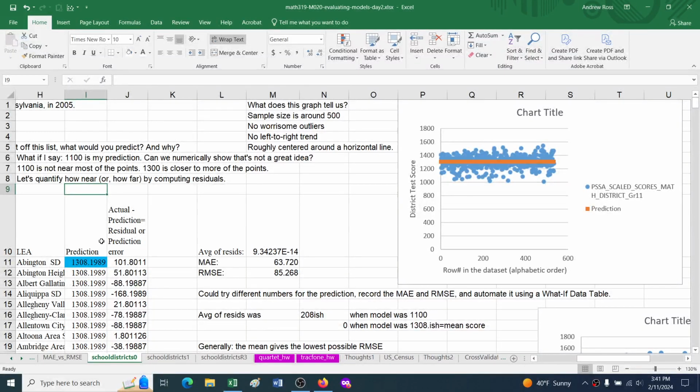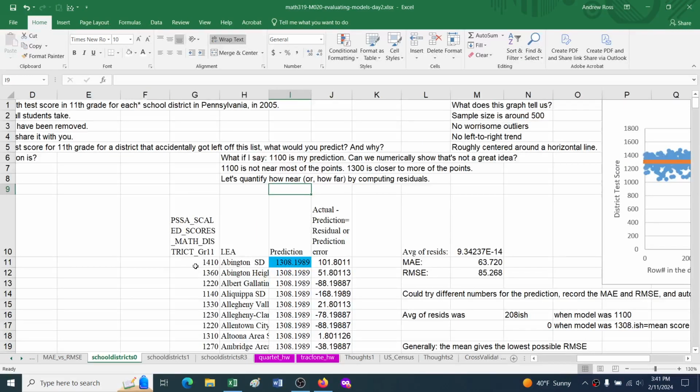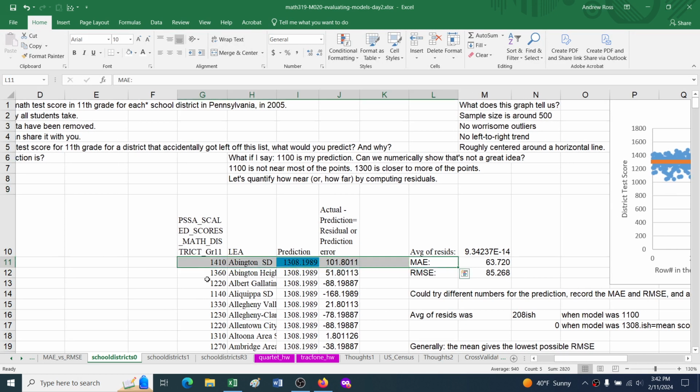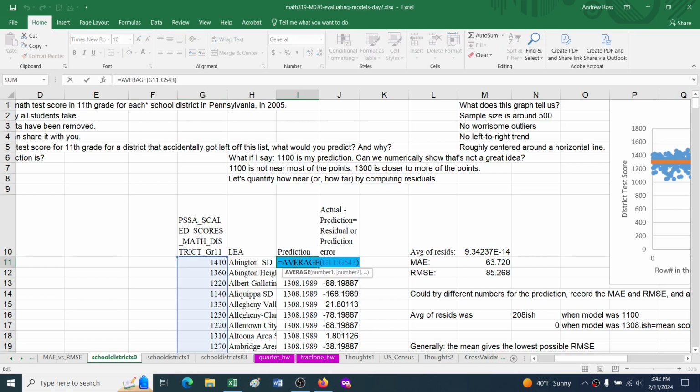Let's think about comparing the two models we did for the school district test score data. The first model we did, we didn't have any other information about the school district. We didn't have any demographics or anything. So we were just predicting these numbers by using the average.